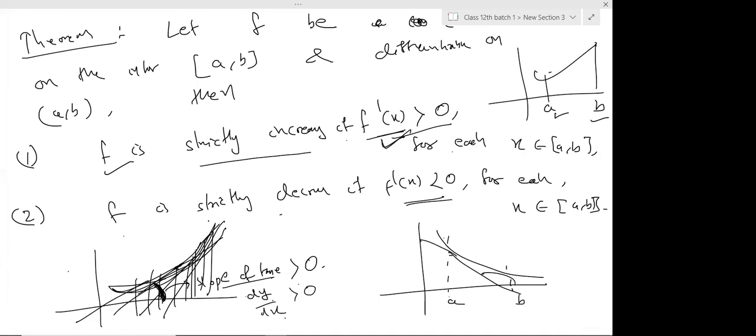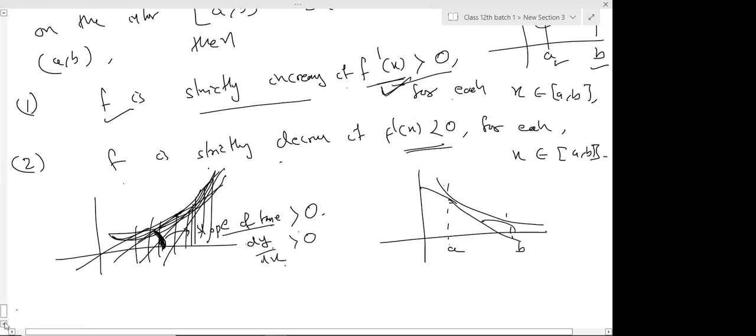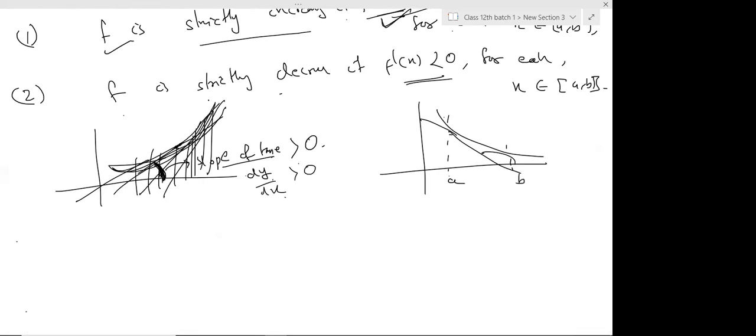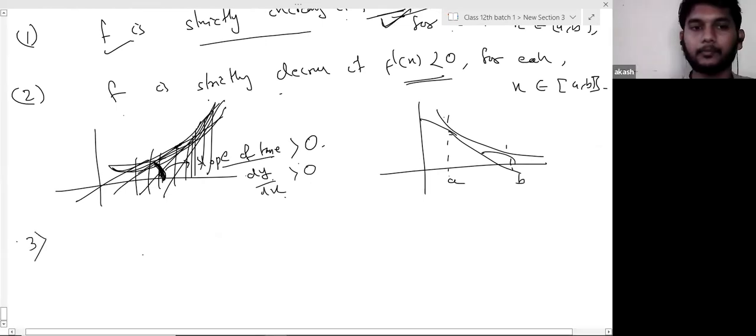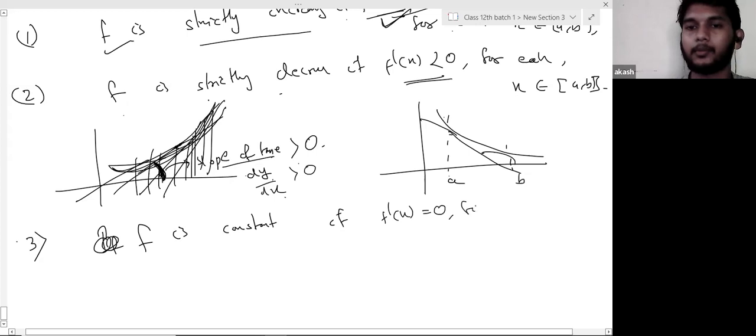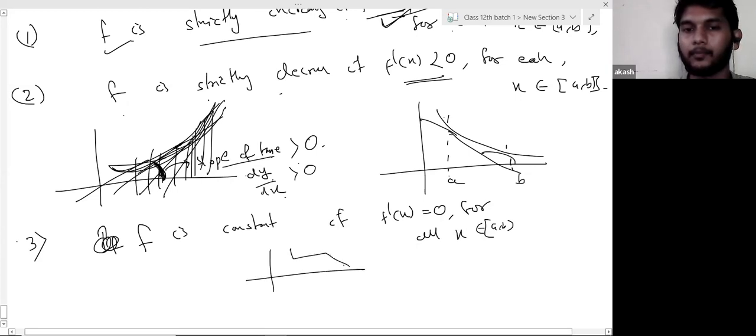Yes, sir. All right, so after this, what else can we say in this theorem? If f is constant, if f dash x is equal to 0 for all x belonging to a to b. Very simple. If a curve is going like this, then at this point the slope of the tangent will be 0. So differentiation will be 0. Then the function is constant. All right.